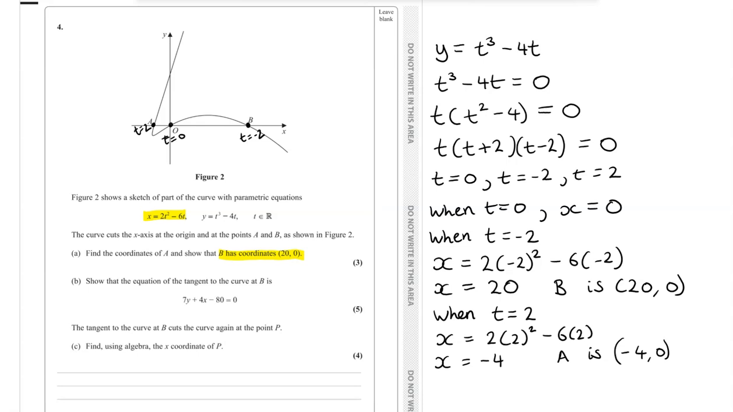As I said, going from left to right, the t values are not necessarily ascending, so just make sure that you do actually go and test them there. Okay, so that's part A done. Let's get into part B now.